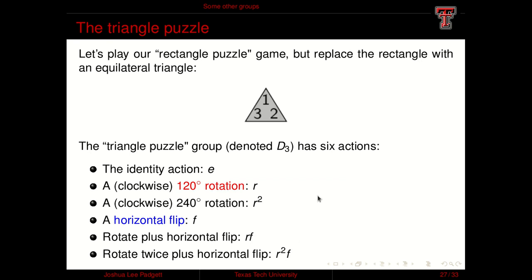So this triangle puzzle group is typically denoted D sub 3, and it has 6 distinct actions. And I'm telling you these are your actions, and for now you should believe me. But here's what you should do. You should pause the video at this moment, and you should write down all the possible ways that I can order these 3 numbers inside of the triangle. All right?